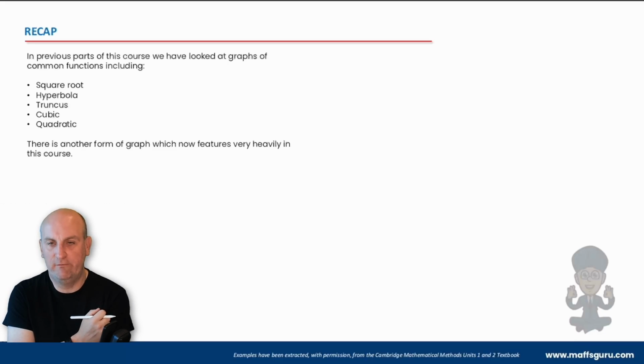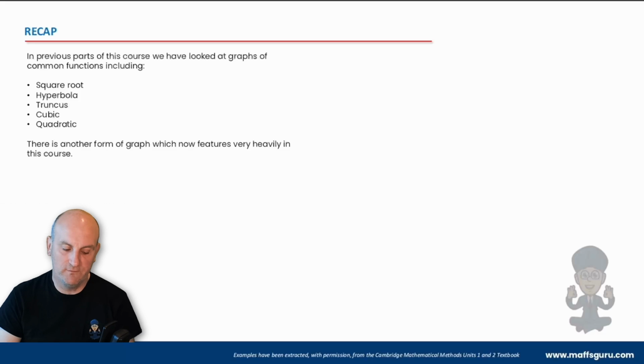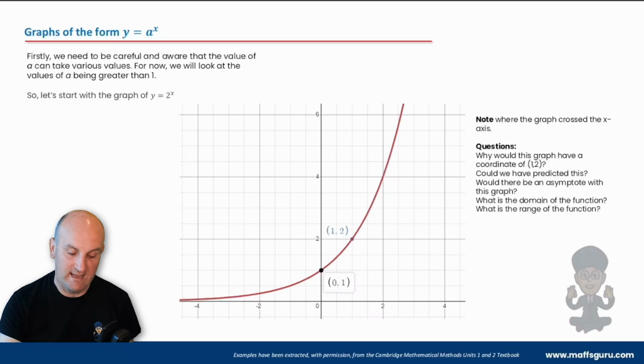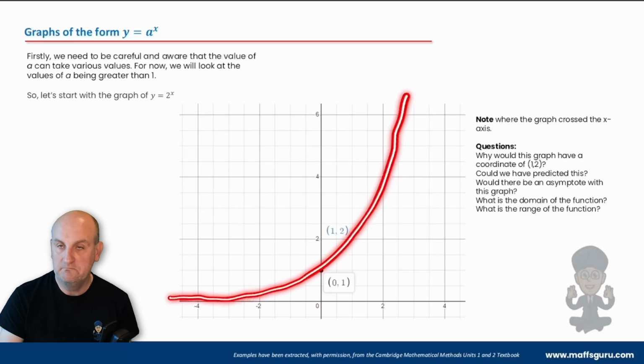So we looked at the square root, the hyperbola, the truncus, the cubic, quartics, and I'm sure there are many, many other graphs. But there is one more graph that features quite heavily in this course, and there we go. It is the graph of an exponential. And there is a great example of an exponential function, all right? So basically it's a curve, all right?